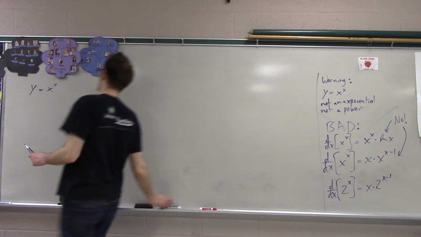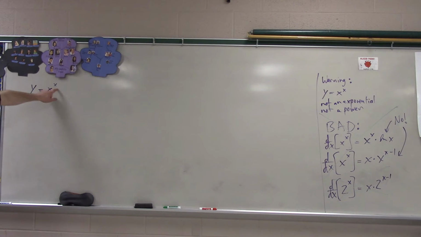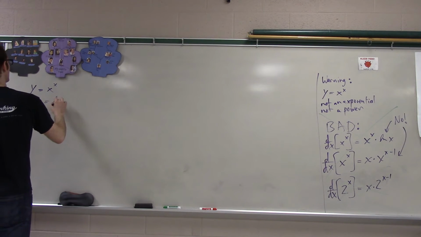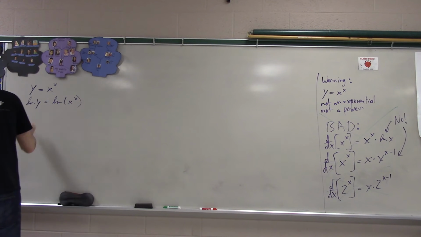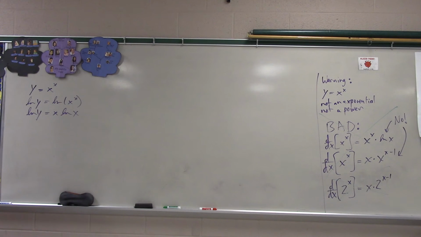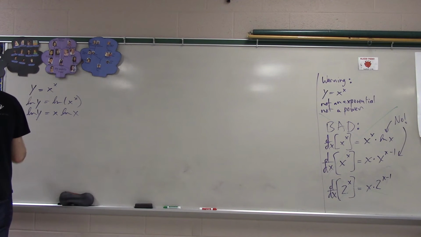Well, it's pretty obvious. There's only one thing I can possibly do. Rescue the princess. So take the natural log of both sides, and when I do that, I have ln y equals x ln x. Now suddenly it becomes possible to differentiate this, because I know how to differentiate products. So what is the derivative of ln y?